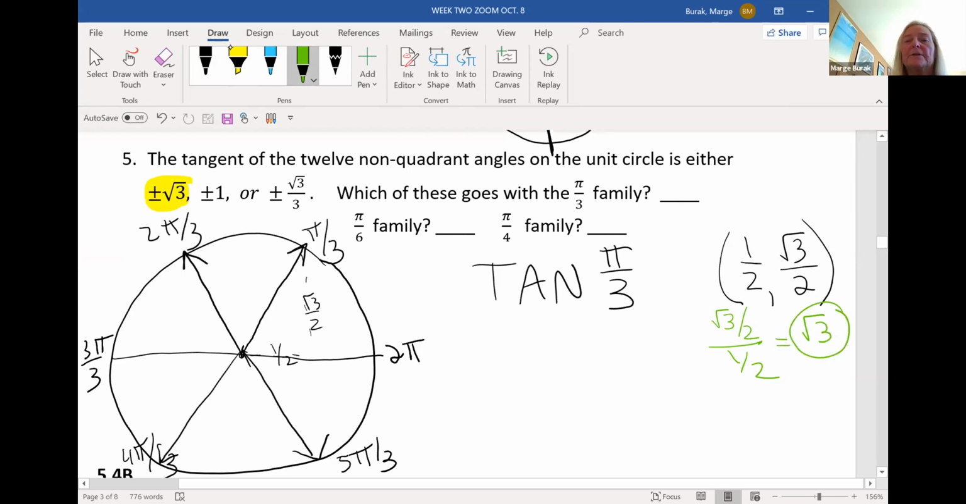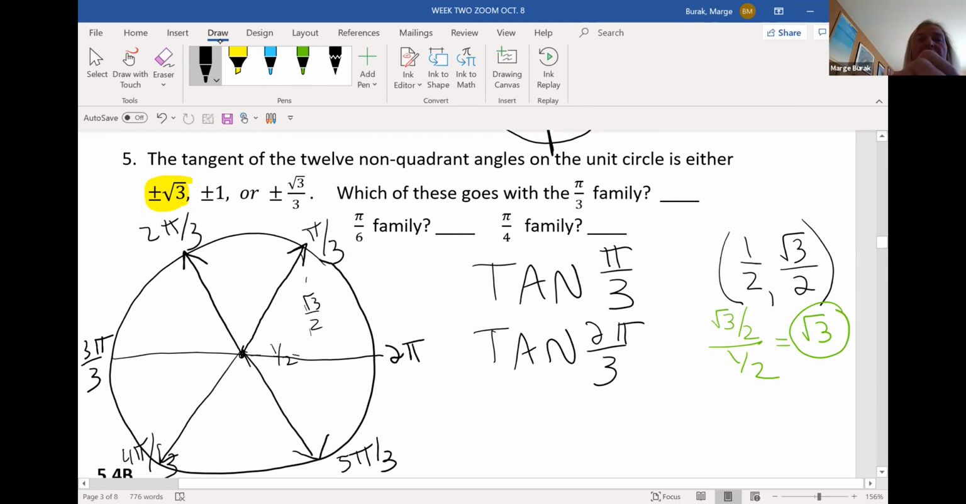Yes? How about 2 pi over 3? Same points, only one of those negative, yes? Which one's negative? Cosine, right? Quadrant 2. So we have negative radical 3. We still have y over x. Everybody agree? It's the same point, the same y over the same x, only this time it's got a negative because it's actually -1/2.